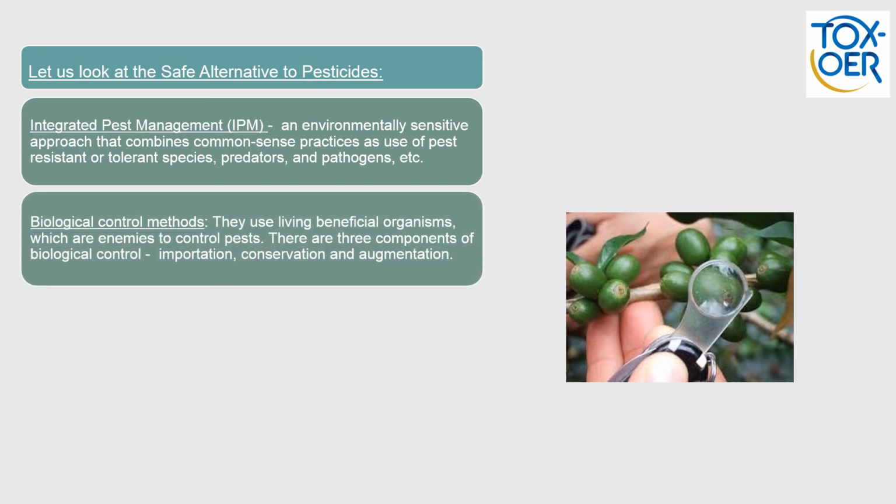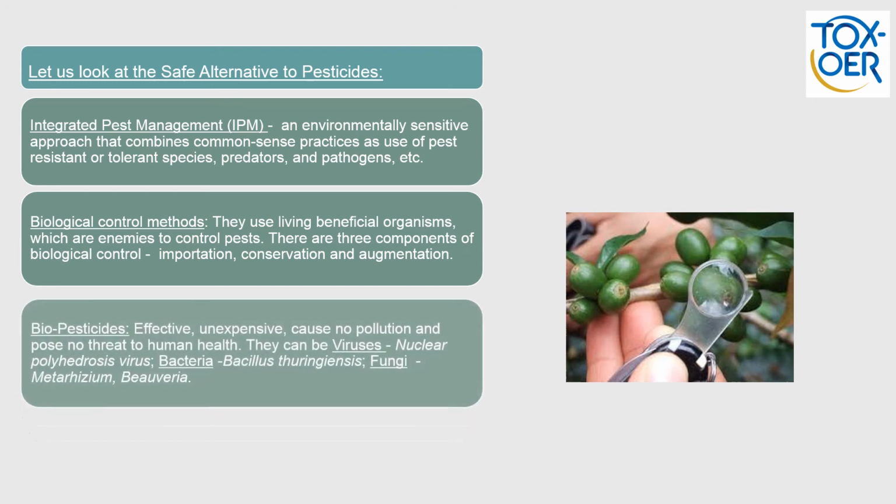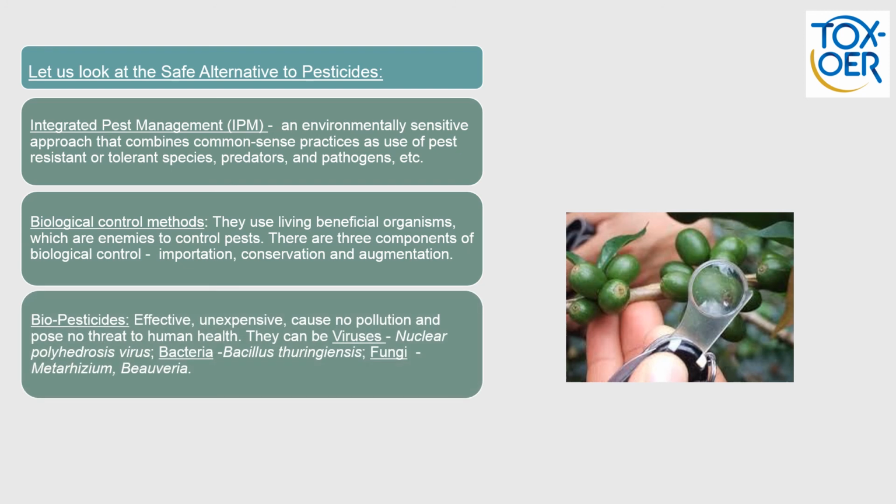Biological control methods use living beneficial organisms, which are enemies of pests, to control them. There are three components of biological control: importation, conservation, and augmentation. Biopesticides are effective, inexpensive, cause no pollution, and pose no threat to human health. They can be viruses, bacteria, and fungi.